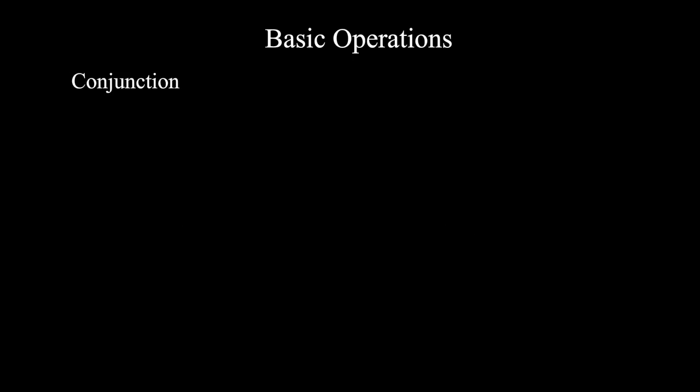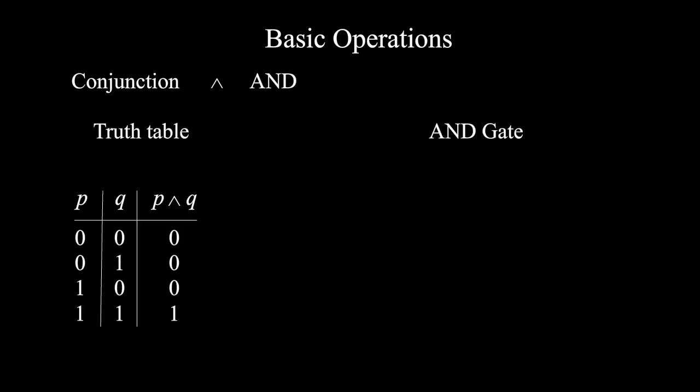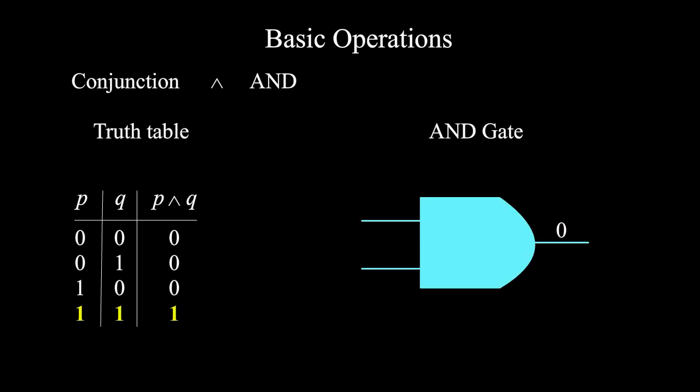The second one is the conjunction. Use this symbol and read as and. P and Q gives only 1 if both values are 1, otherwise 0, as shown in the truth table below. Alternatively, to see this, P and Q is the minimum of the values of P and Q.